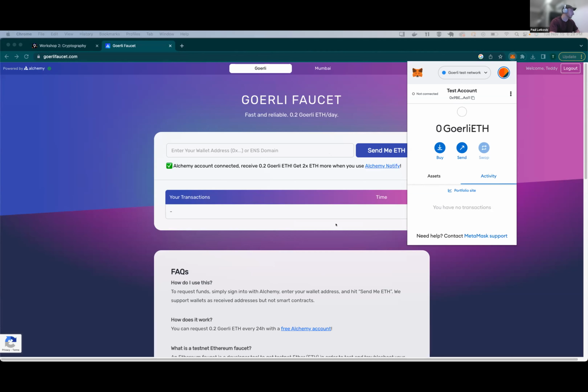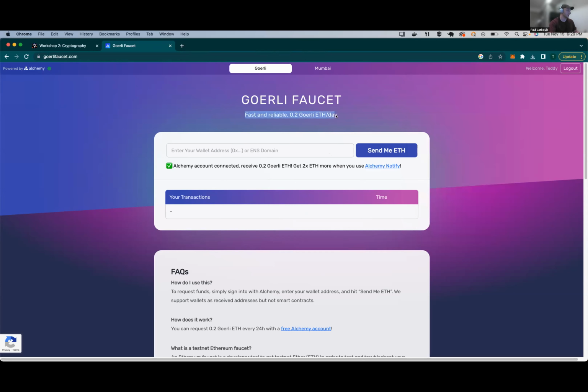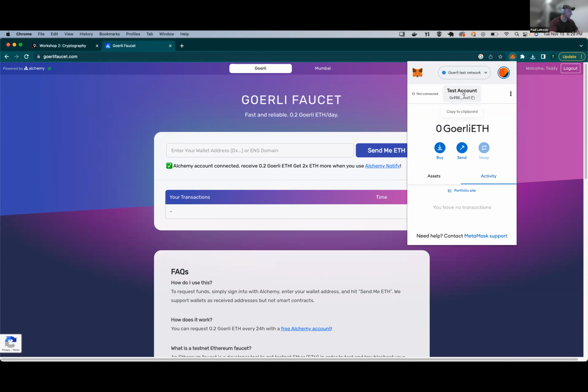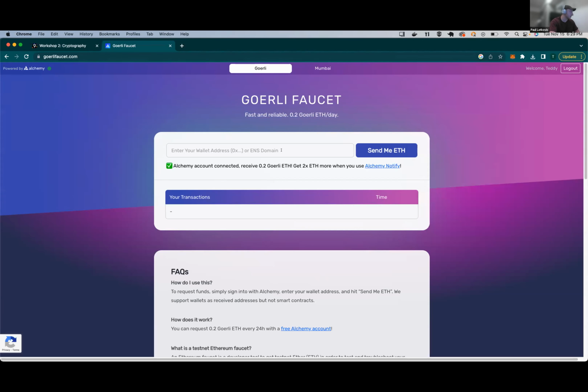There are a bunch of different websites and faucets you can use. A lot of these faucets won't let you spam yourself to get 100 ETH on your testnet. A lot of these websites let you get 1 ETH every 24 hours or something. This one here is goerlifaucet.com. All you want to do is go onto your MetaMask and copy the address you want this ETH sent to, paste it where it says enter the address, and then click send me ETH.